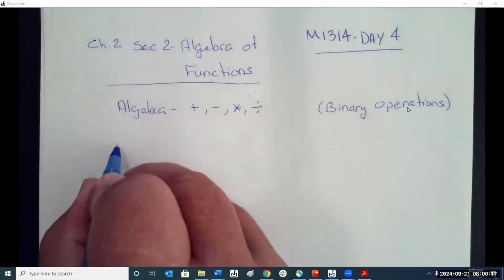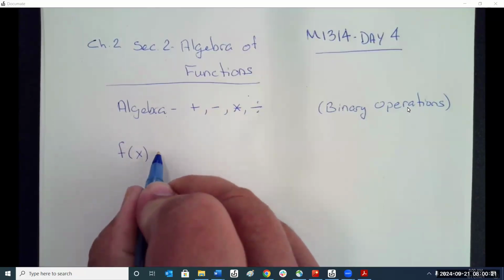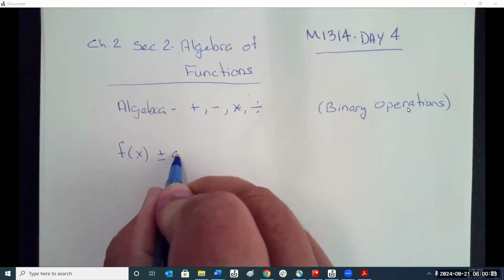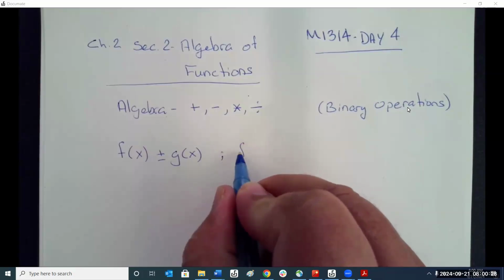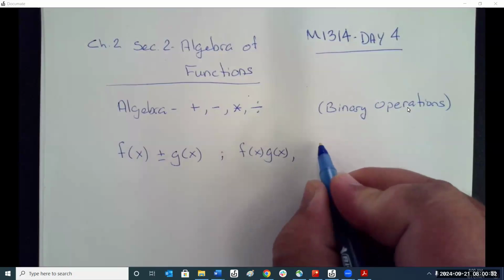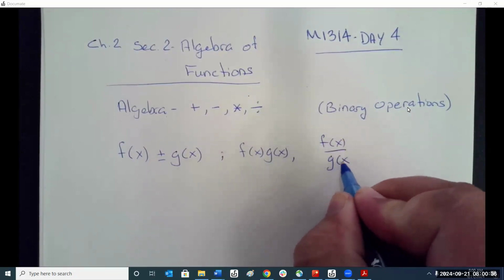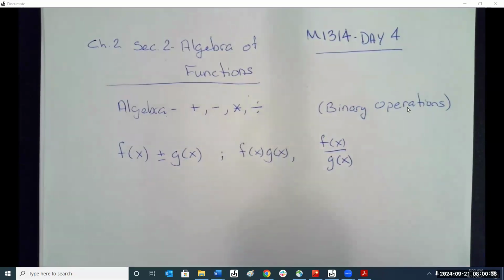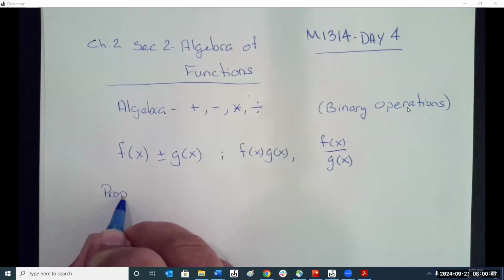Right? So, for example, here, the algebra of functions, what we're saying is if we have two functions, f of x and g of x, we can add and subtract them, or we can multiply them, or we can divide them. That's what we're going to talk about, this format. But we have to go through the properties first.